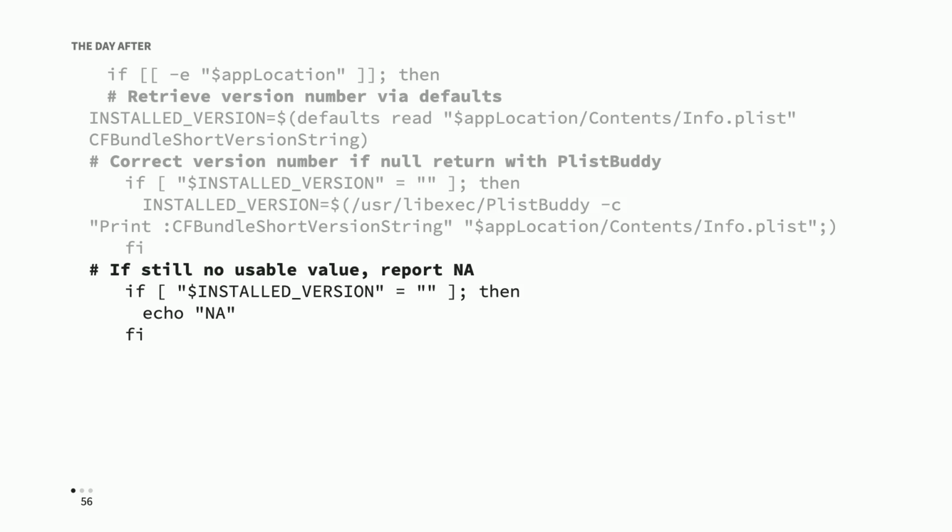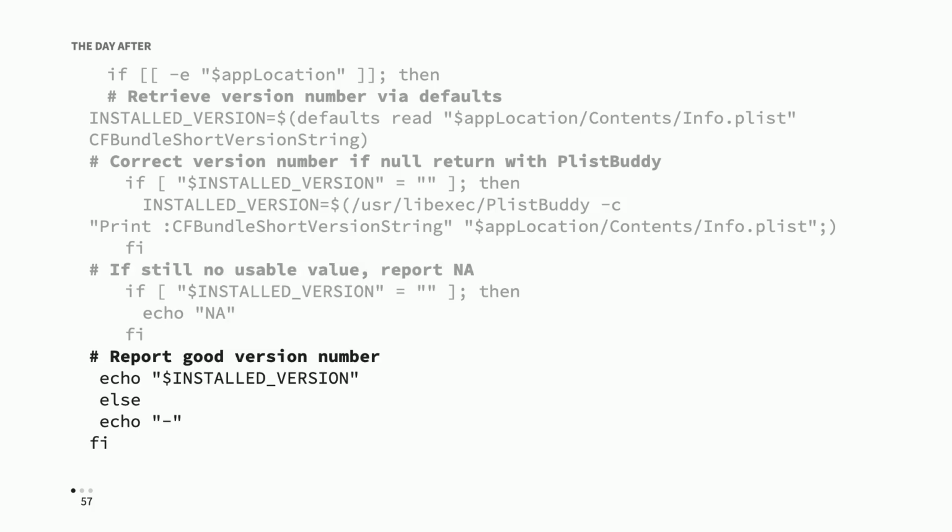We don't know what the version is. That's fine. Unfortunate, but fine. We can look at that later. We can sic the support desk on it. Or ideally, we did get a good version number, so we're going to spit that out. And finally, closing up this if statement, if the application wasn't present, we'll output a dash.